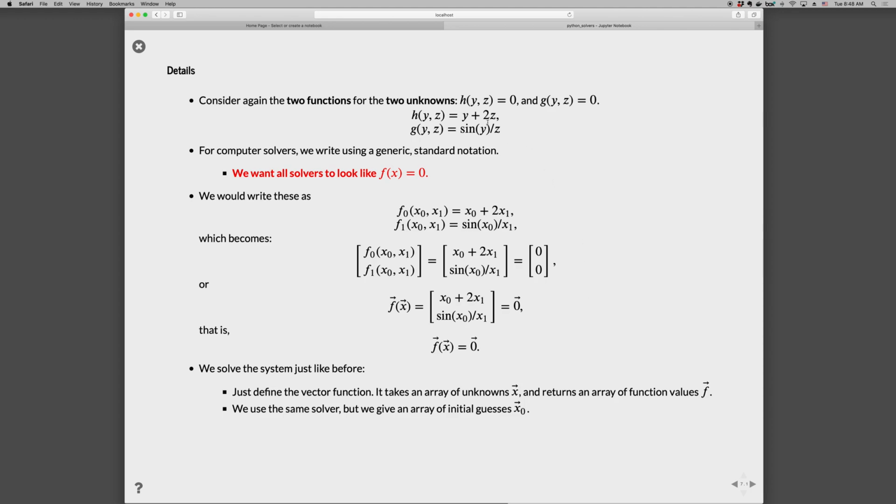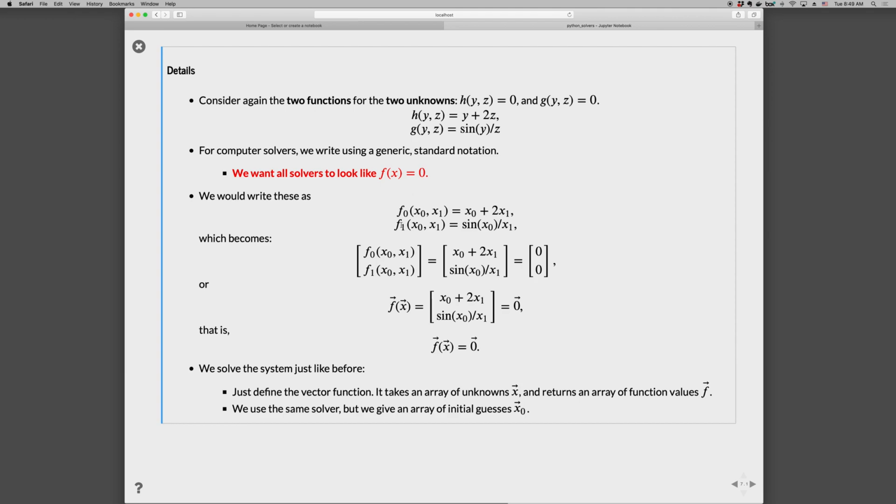Again, we have these two functions. For computer solvers, we want to write this as a generic standard notation. We want all of our solvers to look like f of x equals 0. So if we rewrite these, instead of h and g and y and z, as f0 and f1 and x0 and x1, then we would have f0 of x0, x1 equals x0 plus 2x1, and f1 of x0, x1 equals sine x0 over x1. So we're making a correspondence between elements of our unknown array. So y and z will become x0 and x1, and h and g will become f0 and f1.